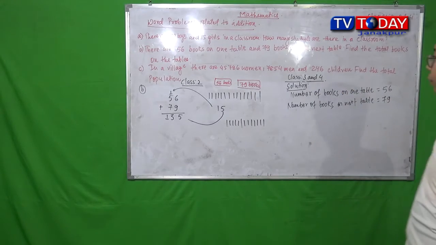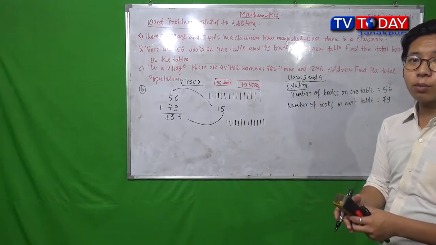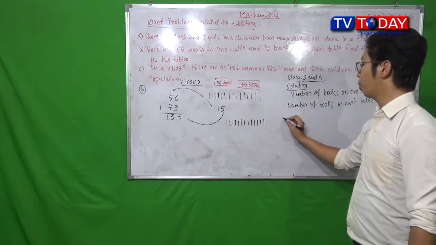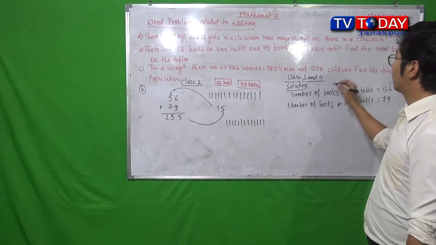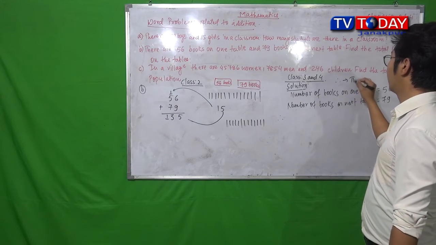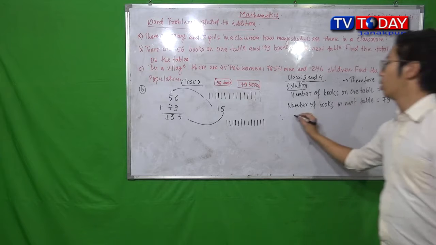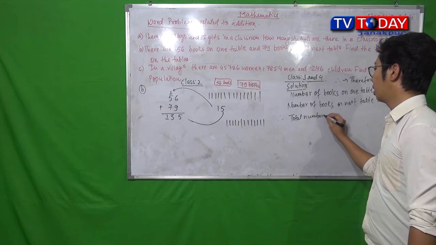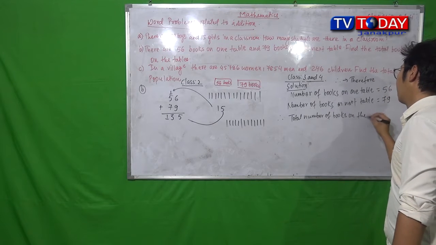On one table there are 56 books and another table there are 79 books. So you have to do what? Addition. You have to find out the total number of books on both tables. So you have to perform what? Addition. So here you will write what is this? This is the sign of therefore. T-H-E-R-E-F-O-R-E. Therefore, total number of books on the tables.